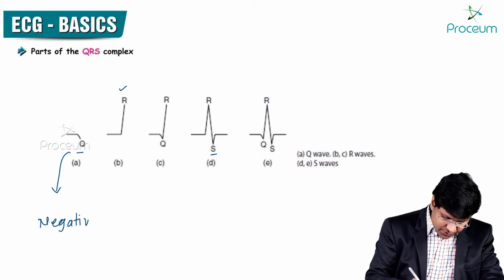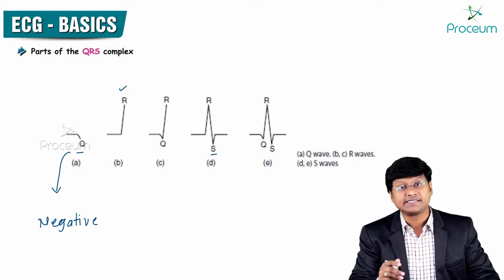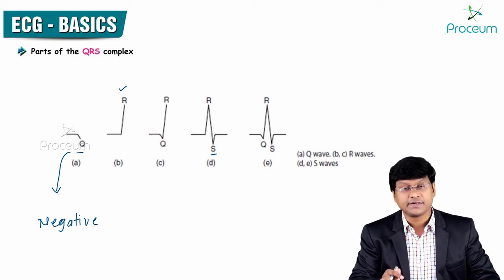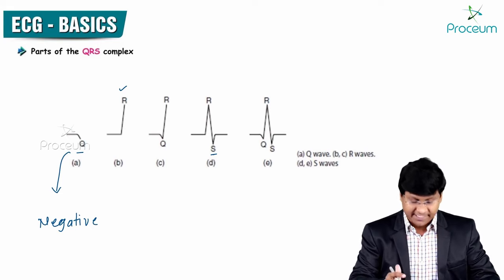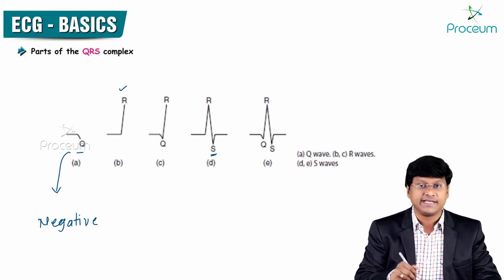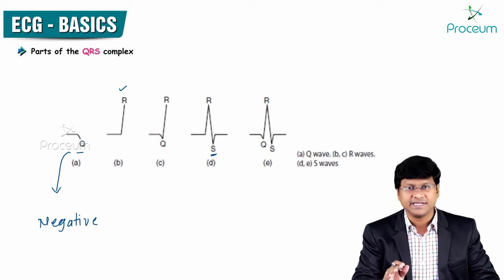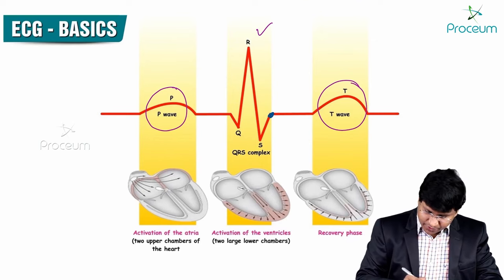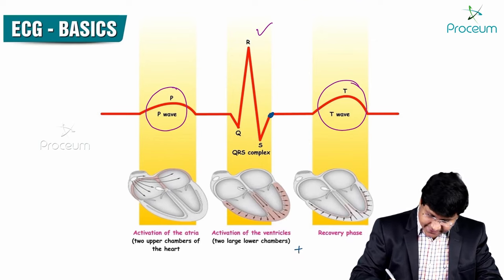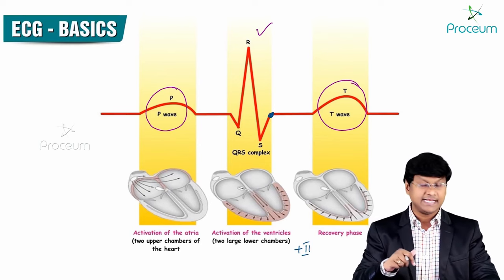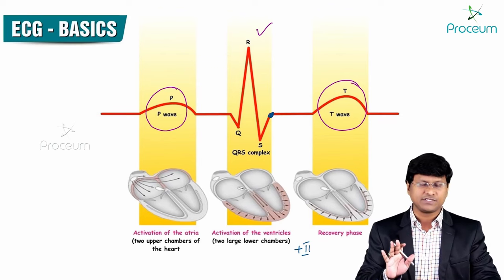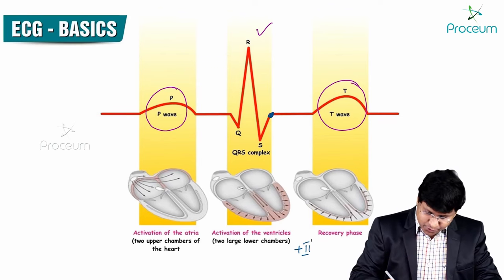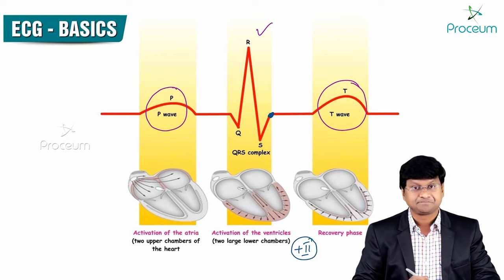Now the question is, why is the Q wave a negative complex, why is the R wave a positive complex, and why is the S wave a negative complex again? Let me explain that in detail. If you see this slide, you place the lead here. So which lead will be at the apex? Lead 2. I'll explain the leads in detail, but for now just remember, you will have lead 2 at the apex of the heart.